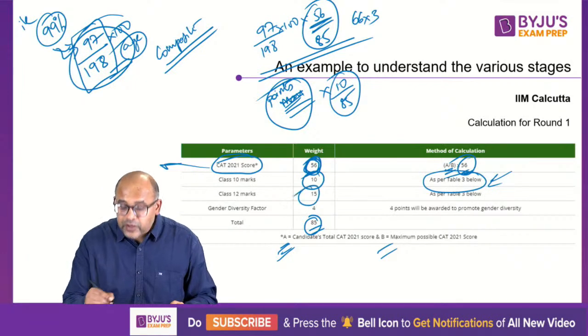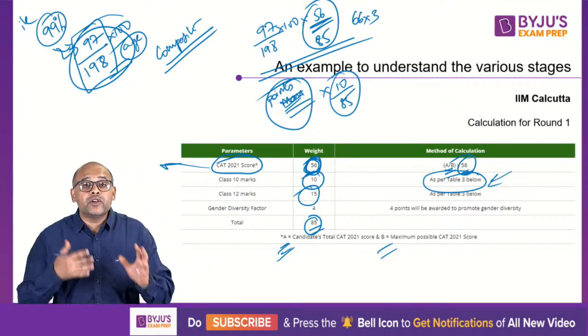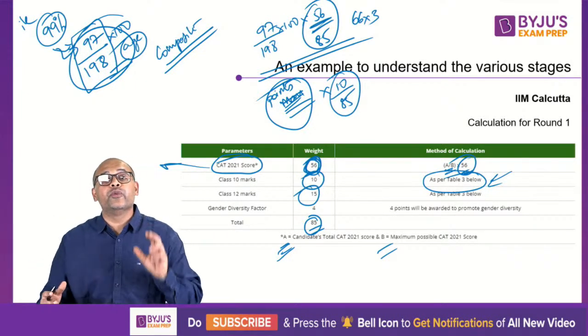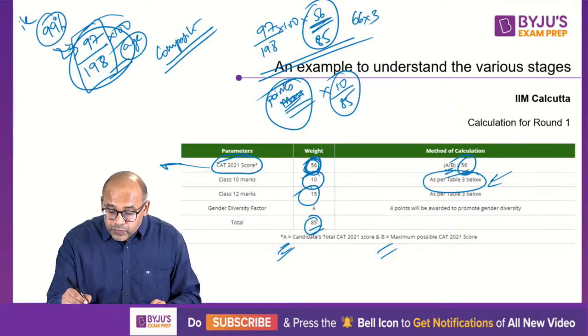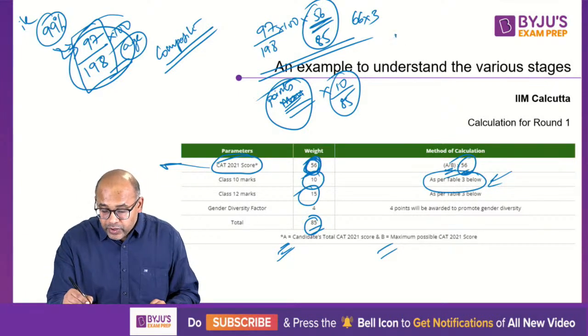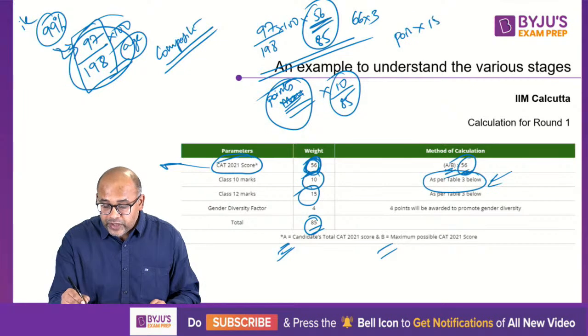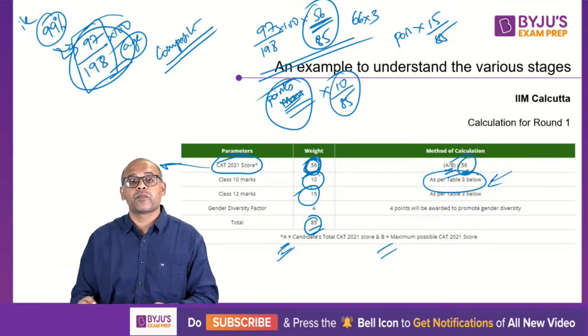Then similarly for your 12th class marks, based on your 12th class marks, they will give you a few points. So out of those points, your points into 15 by 85.